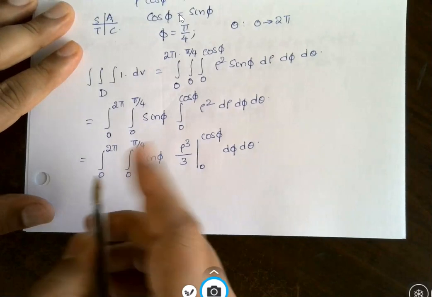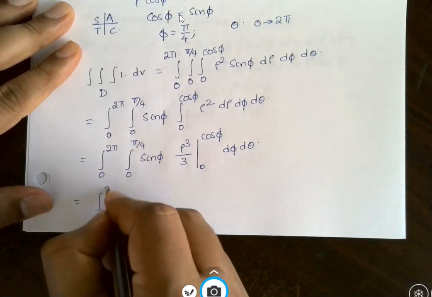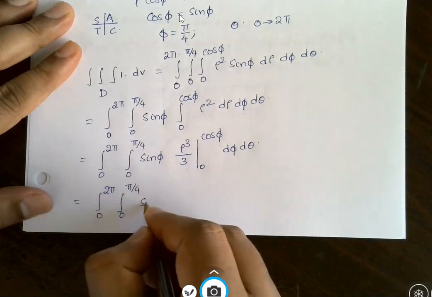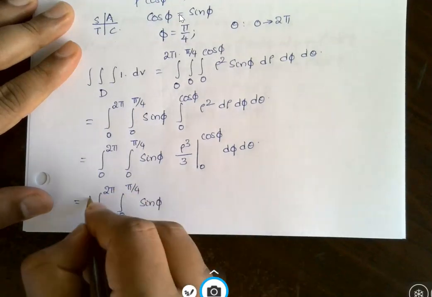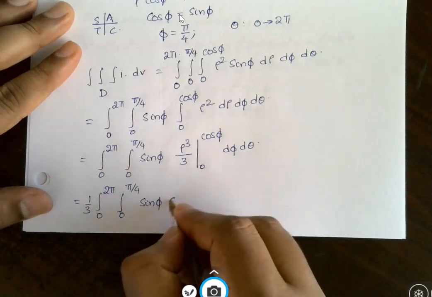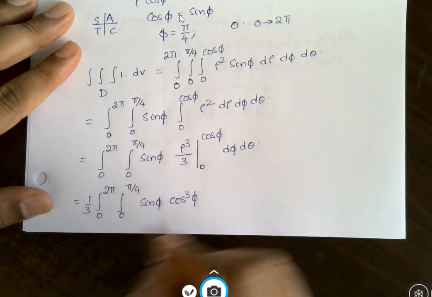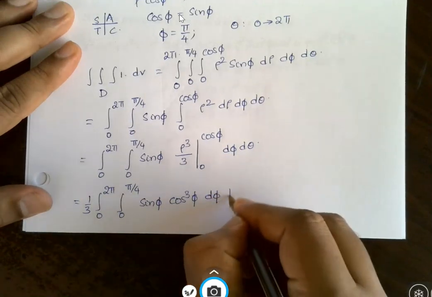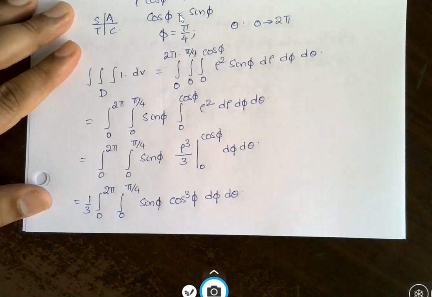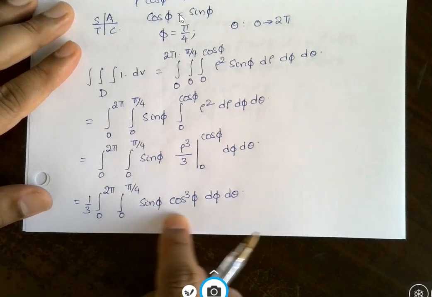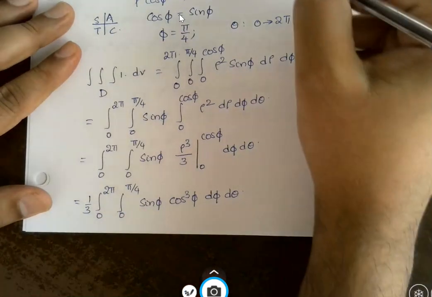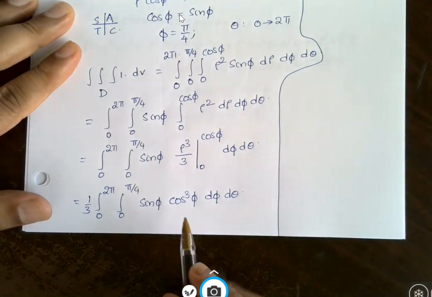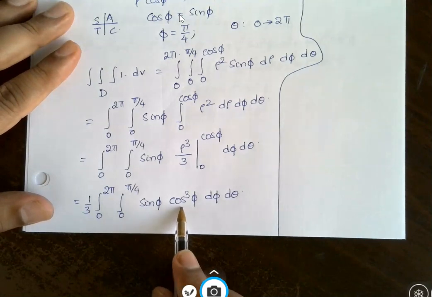Okay, and that's going to be 0 to 2 pi, 0 to pi over 4, you get sine phi, you get 1/3 outside, and that's going to be cosine cubed phi. And you get d phi d theta, right? So now the question is, how would you integrate this? That's the big question, right? Let's take it here itself. I hope that makes sense.